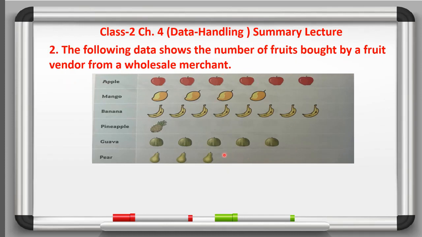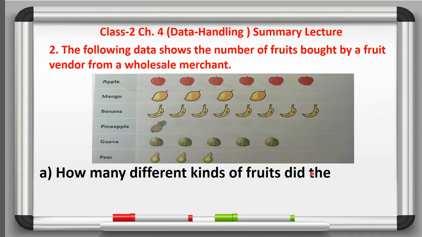So let's see what are the questions. So here in A part it is given how many different kinds of fruits did the vendor have. Okay, so here how many means कितने, different kinds of fruit did the vendor have. ये जो वेंडर था जिसने ये फ्रूट्स परचेज किए हैं उसके पास कितने काइंड ऑफ फ्रूट्स हैं. So let's count how many kinds of fruit: apple, mango, banana, pineapple, guava and pear. So there are 6 kinds of fruits he has. Okay, so here we will write 6. Understood, beta? He has 6 different kinds of fruits.